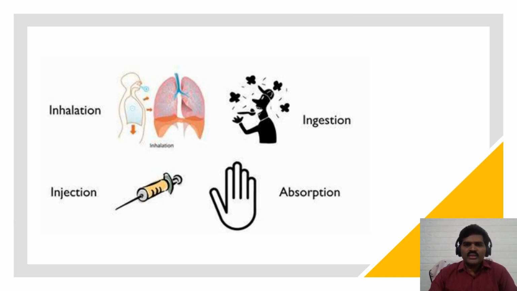The most common route of suicidal poisoning is by ingesting a substance. Patients ingest substances to cause self-harm. Injection drug abusers will choose injection, and in overdoses they can lead to poisoning. And the final one is cutaneous absorption.